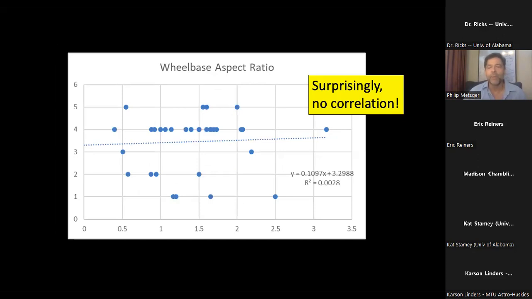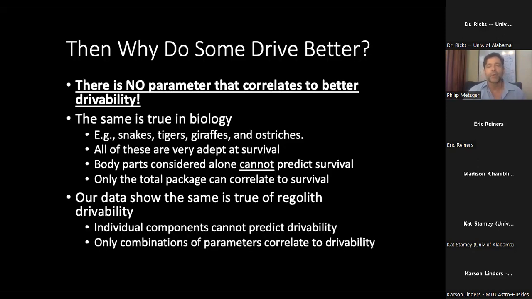What about the wheelbase aspect ratio? Because if the vehicle is really long, like a dragster, then turning skid steering is even more difficult because it has to rotate a longer wheelbase forward to aft around the center of gravity. But no correlation on wheelbase aspect ratio. Oh, so we were shocked. We couldn't find any parameter that correlated to better drivability.